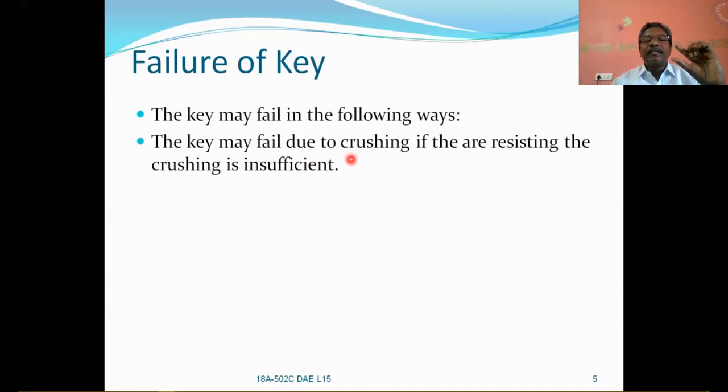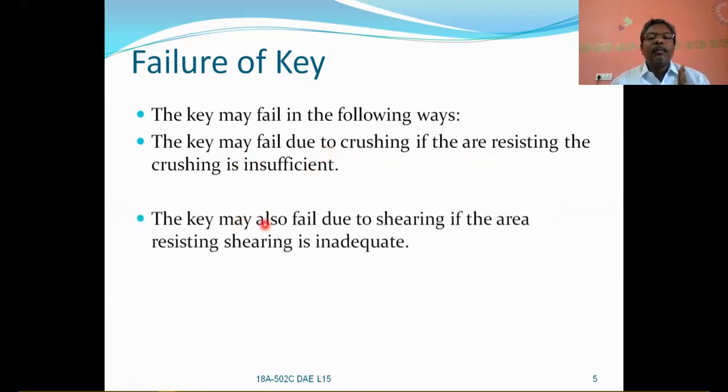So this is to be resisted by the key. That means if the resistance to crushing is insufficient, the key may fail due to crushing. Number two, the key may also fail due to shearing, if the area resisting the shearing is insufficient and inadequate. These are the possible failures of the key.